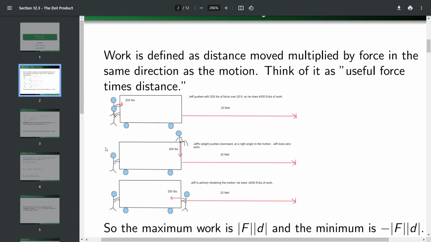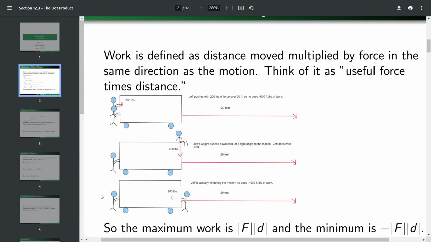Now let's see another example here. Here, the other person is pushing. Jeff's just sitting here. He happens to weigh 200 pounds, meaning he is still doing 200 pounds of force, but it is straight down. So he's not doing any work here. Even though the cart does get pushed 20 feet, his 200 pounds is wasted. It doesn't go anywhere.